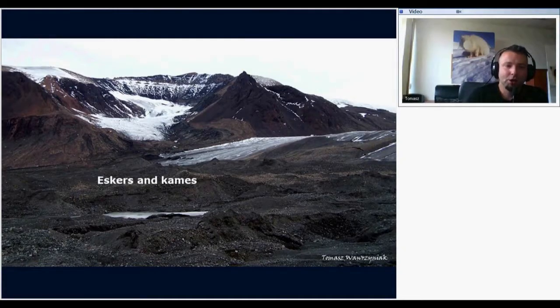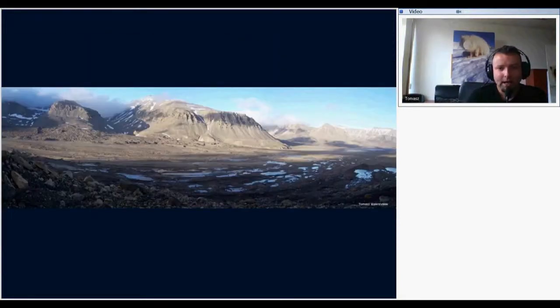There are also eskers and kames. And when the glacier retreats, the fresh landforms can be visible in such a landscape. But with time, these landforms are getting flat because of erosion. So after a long time, you won't see those. So the fresh landscape, when the glacier retreats, looks like that. But after a long period, it will be more flat.